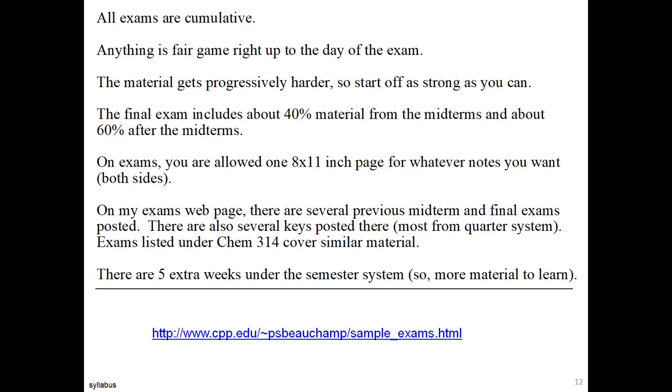I'm giving you 1 page, and so there's no need to put 2 or 3.